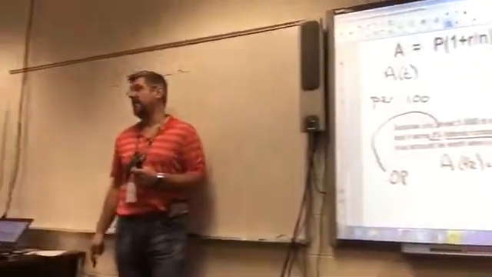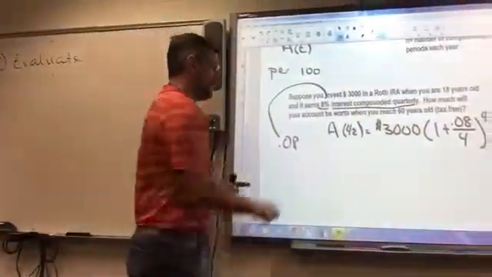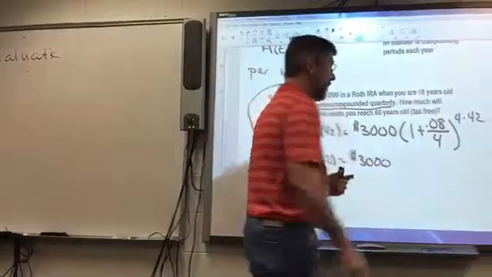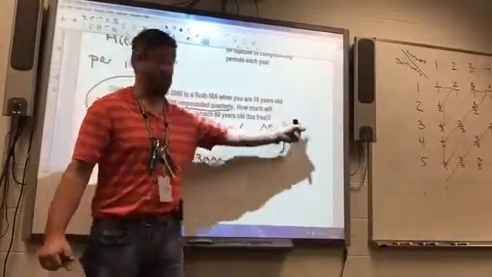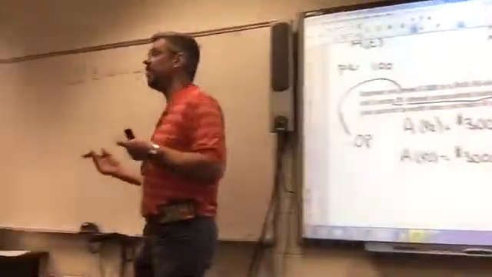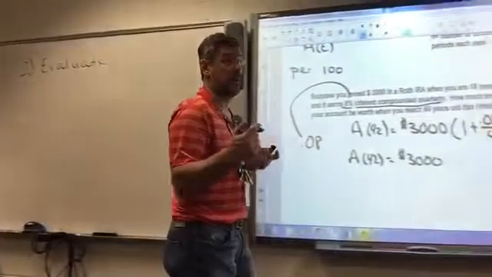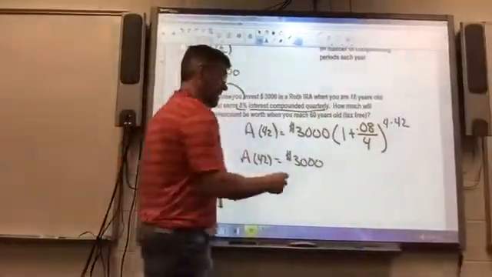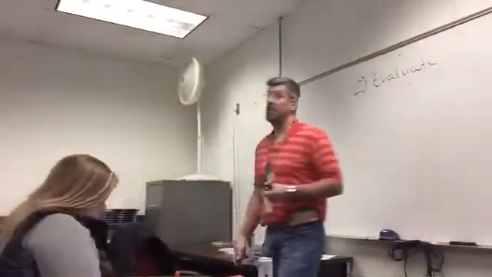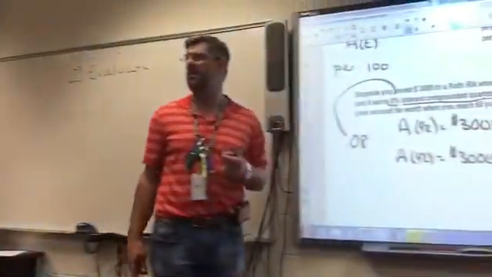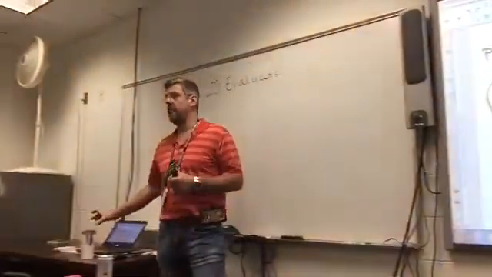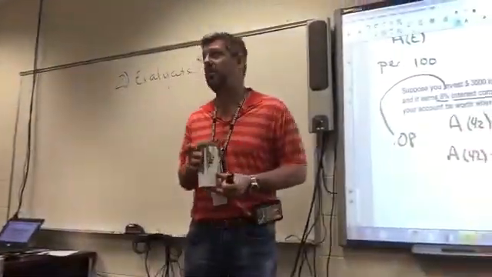So, that's a hot mess. Let's simplify. A of 42 equals 3,000. And what I'm going to do is simplify this in parentheses, and simplify the exponent outside the parentheses. So, 0.08 divided by 4 is going to be what? 0.02, and then plus 1? 1.02, right? And then the 4 times 42? 168, right? 4 times 40 is 160. 4 times 2 is 8. 168. Now, it's time for PEMDAS, right? 1.02 to the 168 power.